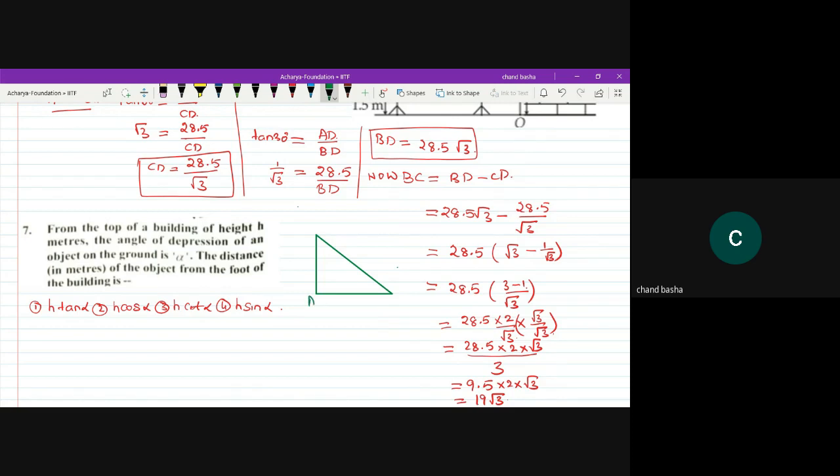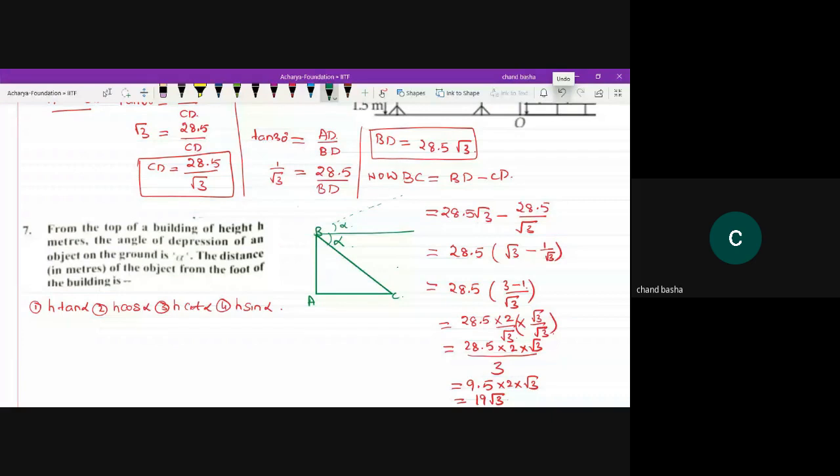Take A, B, C. And the angle of depression means, let's take the horizontal line. This is alpha. Angle of elevation means if you are observing upward, this is alpha. Elevation means upward, depression means downward. The angle of depression is given to you as alpha. Hope the figure is clear.